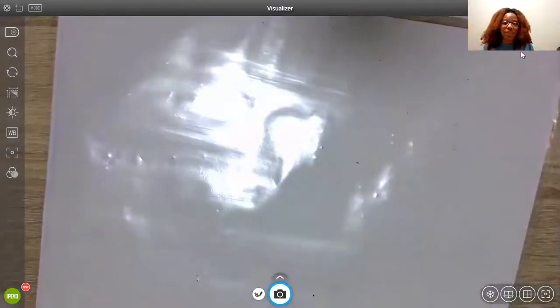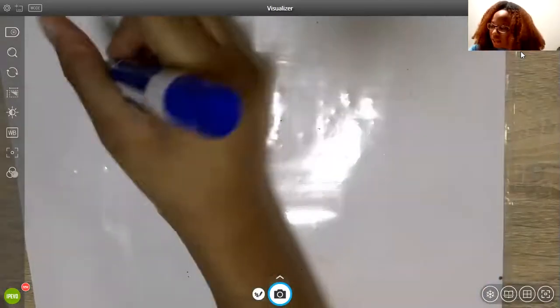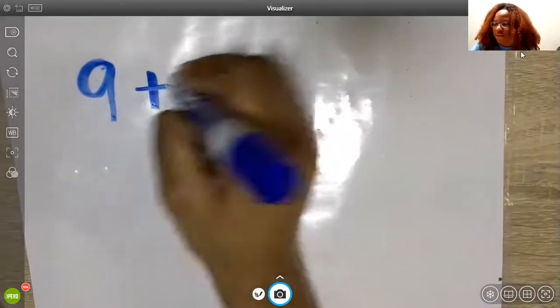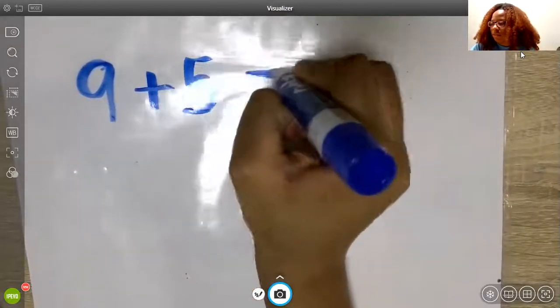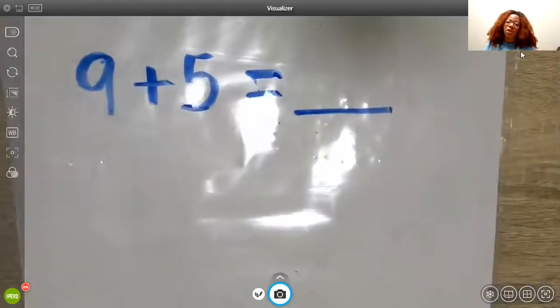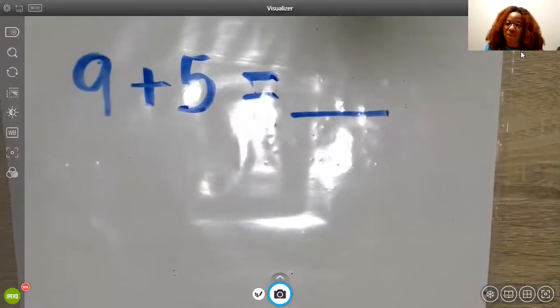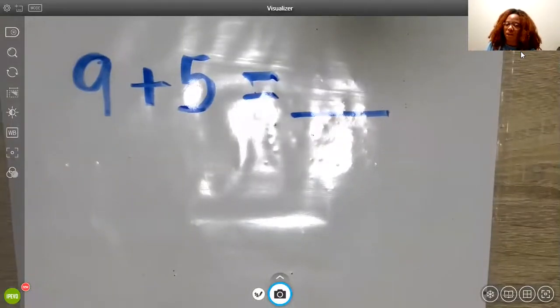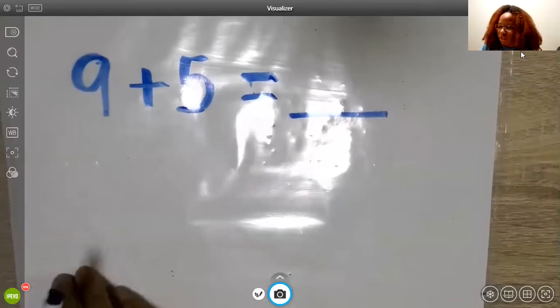For our fluency practice today, I am going to write a number sentence. And what we're going to do is we're going to solve by making 10. Here's one number sentence for us. I have 9 plus 5 equals blank. And I want to solve this by making 10. If I make 10, I want to break down one of our numbers. What number do you think I will break down?